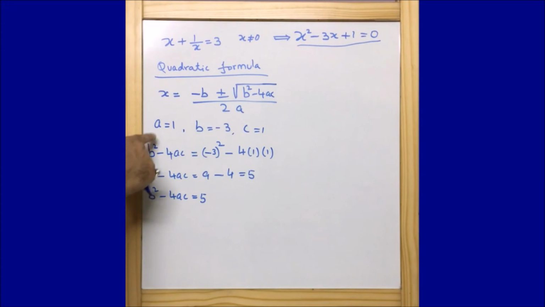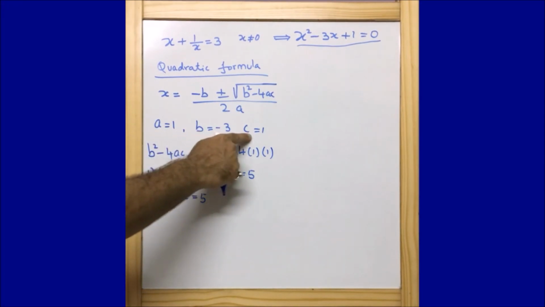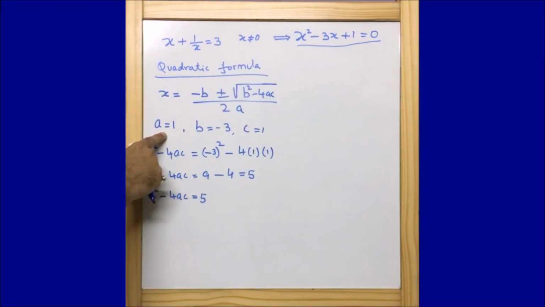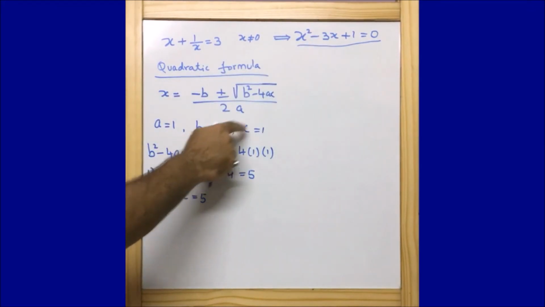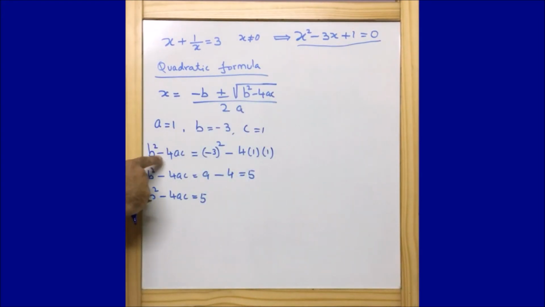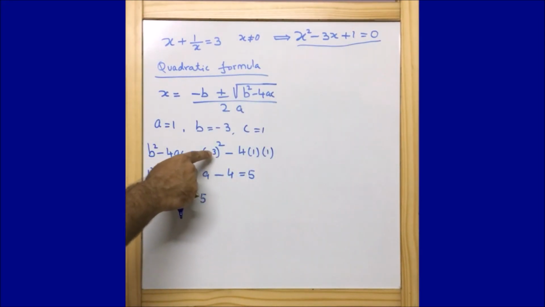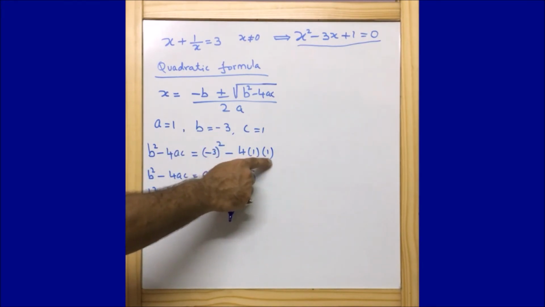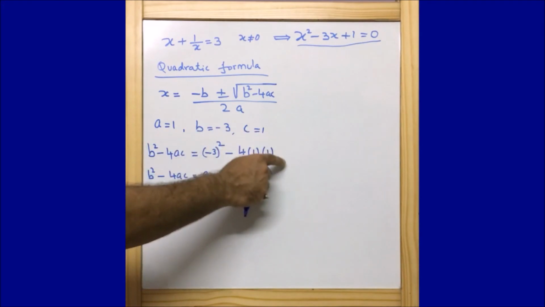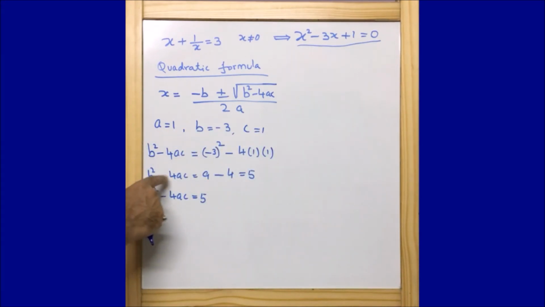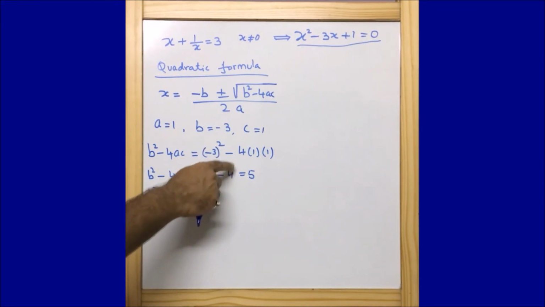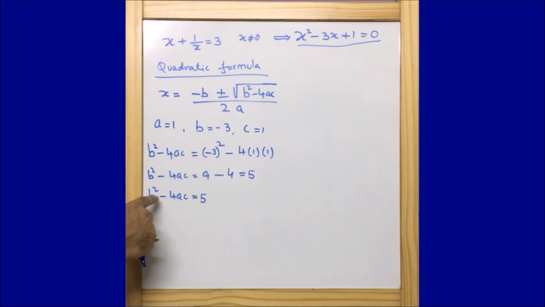What I did, I took a is equal to 1, b is equal to minus 3, c is equal to 1 from this given equation. The coefficient of x square a is equal to 1, the coefficient of x is minus 3 and c is equal to 1. And then b square minus 4ac, that is equal to minus 3 square minus 4 into 1 into 1, because a value is 1 and c value is 1. Or I can write b square minus 4ac is equal to 9, because minus 3 into minus 3 is plus 9, minus 4 into 1, that is equal to 5. So I got the value of b square minus 4ac is 5.